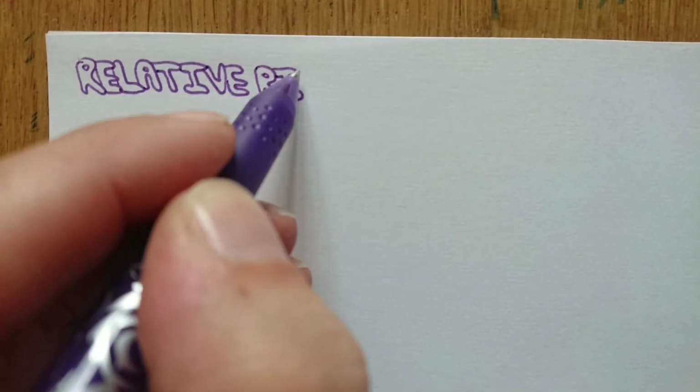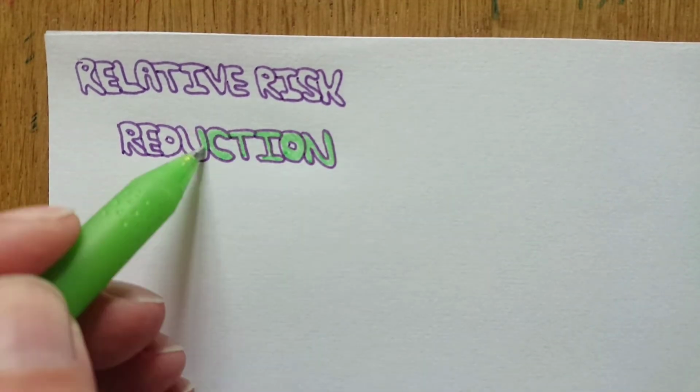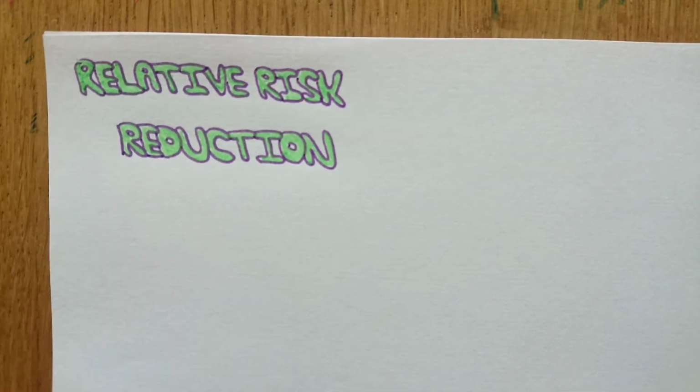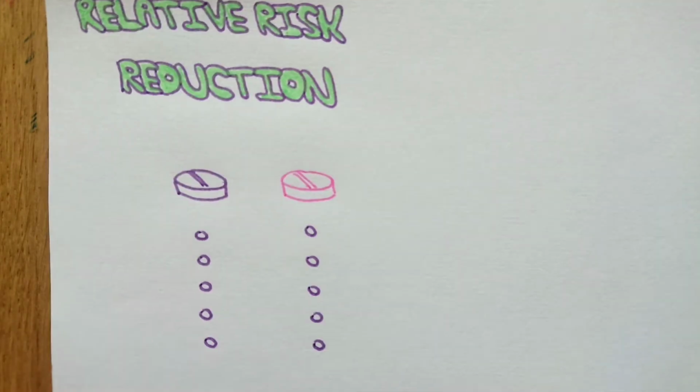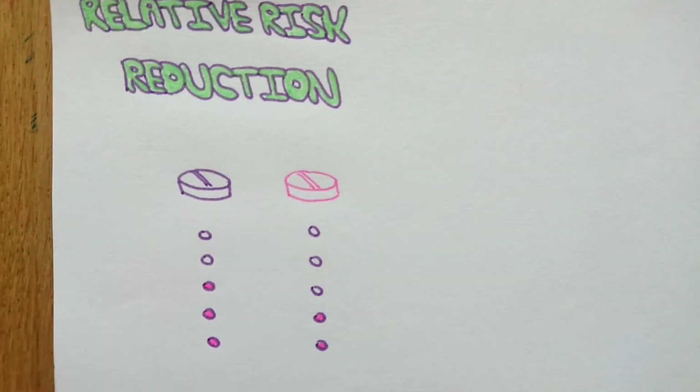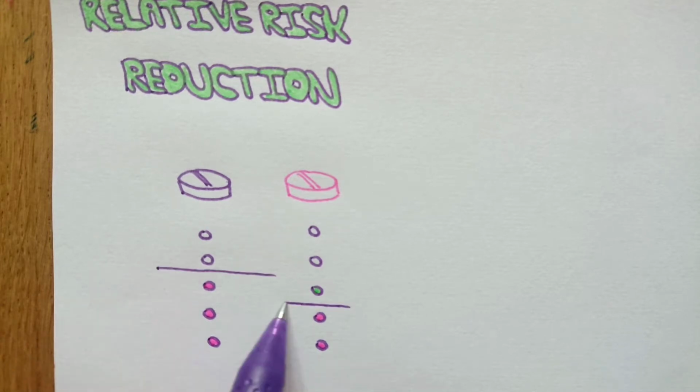So we're talking about relative risk reduction, which is a way of describing how much a risk is reduced. Sounds straightforward, so why are we talking about it? Because it gets a little weird. To illustrate, on a purple tablet, 60% of people have a heart attack, say, whereas on a pink tablet, 40% will. The pink tablet reduces the risk, but by how much?